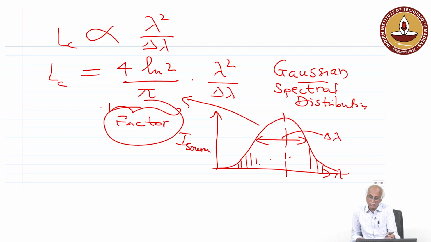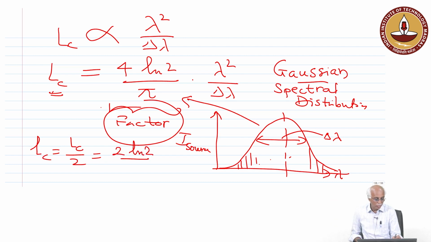If it is a flat top, let us say the input beam is a flat top distribution, this factor may slightly vary depending upon the beam shape, okay, so it will slightly vary. So, this is the total coherence length, and coherence length on one side is nothing but 2 natural log of 2 divided by pi lambda square by delta lambda, okay.